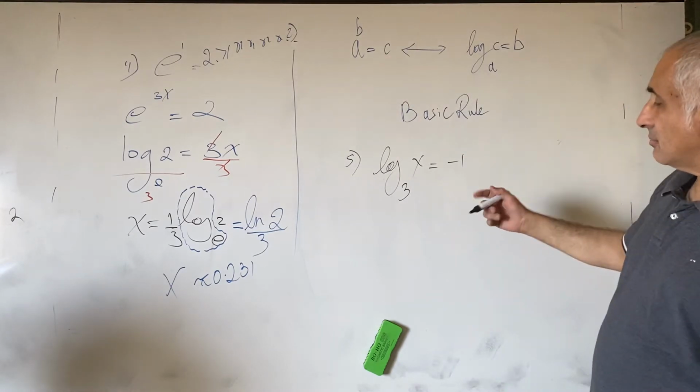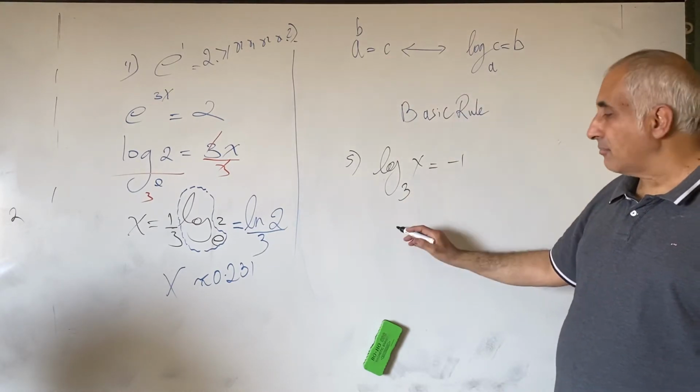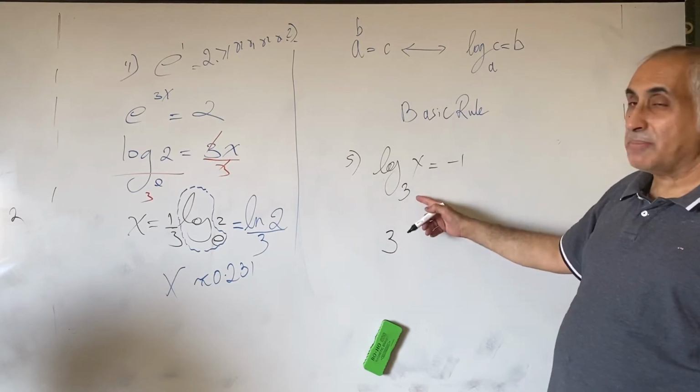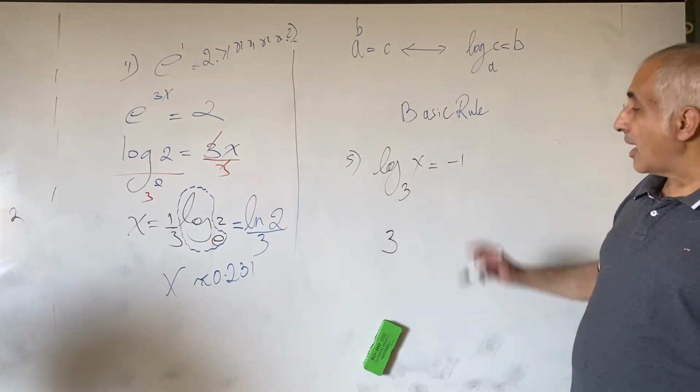So what do we do, guys? Get rid of the log. Make the 3 the base, because it was the base. Keep it as a base, and switch those.